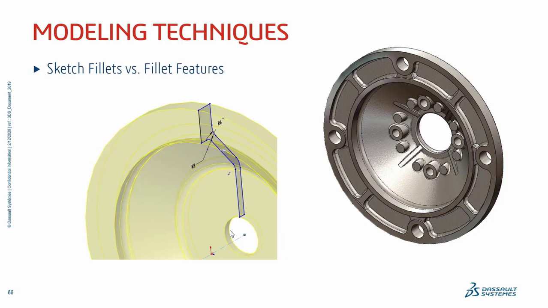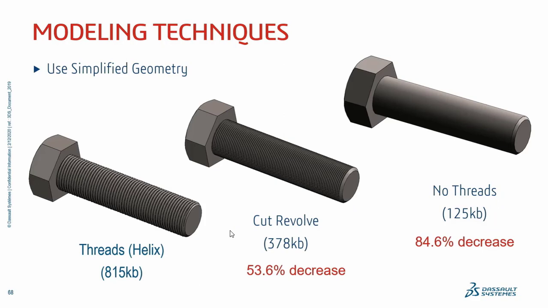Okay, so you have to think whether you want to create a separate feature for modification purposes, or whether you can just be okay with the fillet in the sketch. So you have to decide that. So this is modeling technique tip 1 for assembly performance.